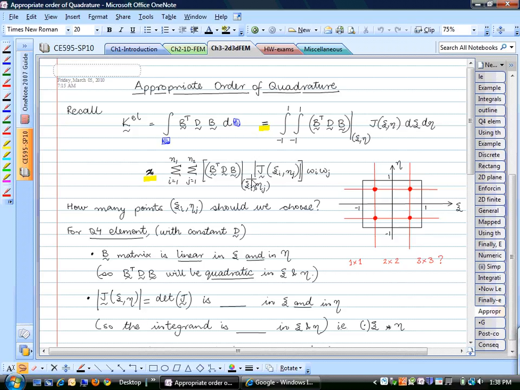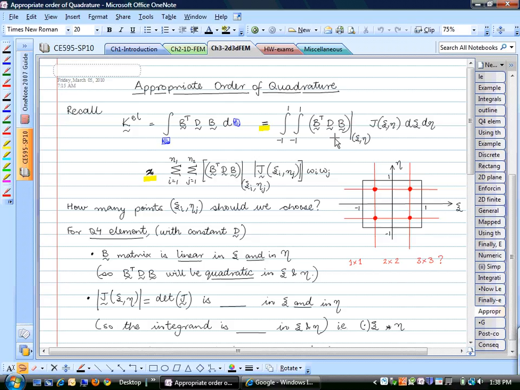So using the same sort of logic, what would be the order of this Jacobian? Because this is what we are trying to integrate. And if we can find out what is the order of polynomial that this thing belongs to, then we can construct a Gauss rule that will exactly integrate it. Are you following what's the argument here? So the argument here is that we want to integrate this accurately enough. And so we want to find out what is the order of polynomial in terms of Xi and eta that this thing represents.